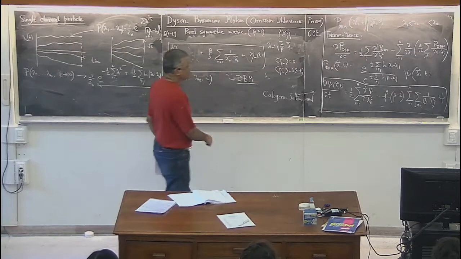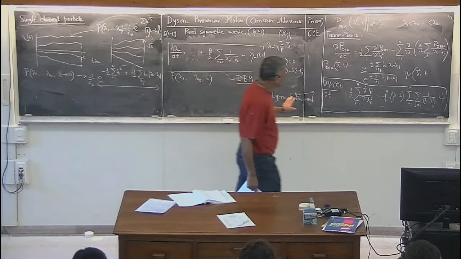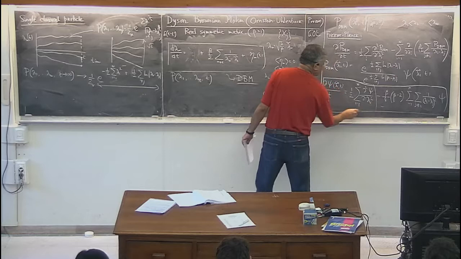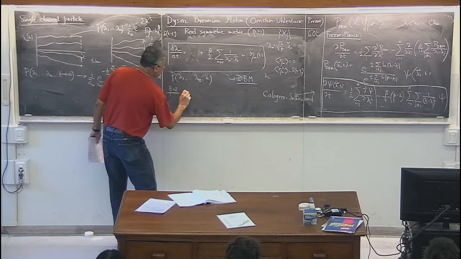So this is the Calogero-Sutherland model with the inverse square interaction, and you see that beta equal to 2 plays a very special role, because when beta equals 2, this term just goes away. So this is the GUE case, and then you are just reduced to free fermions. This is exactly what Herbert was talking about. So for beta equal to 2, you just have non-intersecting Brownian motions.